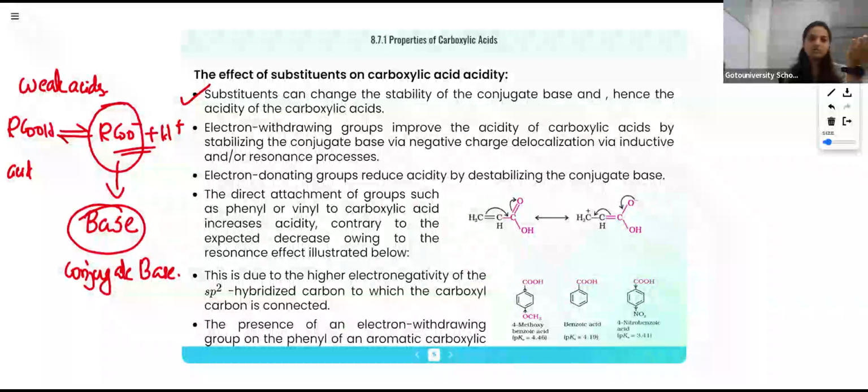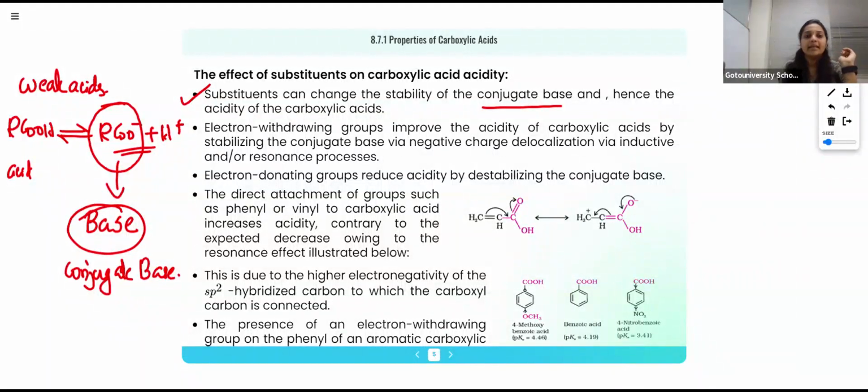Conjugate base. Why is this called a conjugate base? Because this base is forming from the acid. So this RCOO minus is the conjugate base of the acid, whatever you are taking here. That's why we are using the term conjugate base.